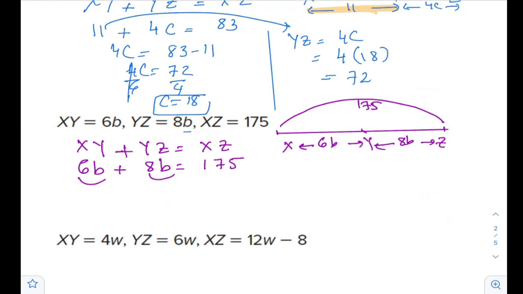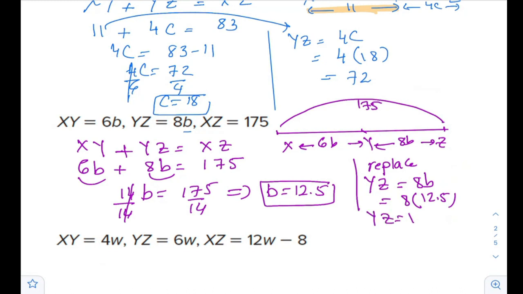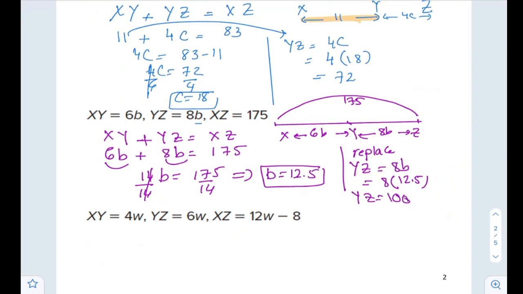Adding like terms, 6B plus 8B is 14B. And simply divide both sides by 14 to have 175 divided by 14, which is 12.5. This is the value of the variable needed. Then replace. He is asking about YZ, which is 8B. So we will multiply 8 by 12.5, which is 100. Of course, if you are asked to find XY, this will be the rest, which is 75.